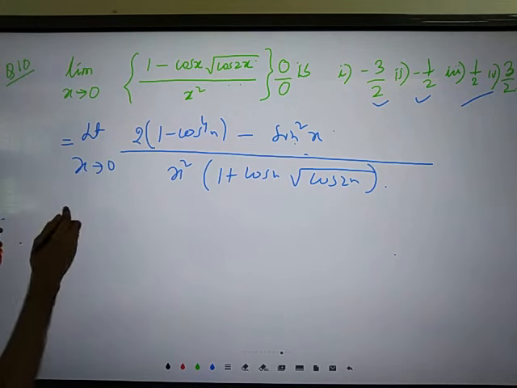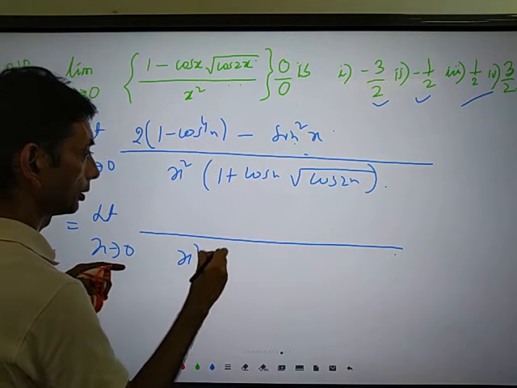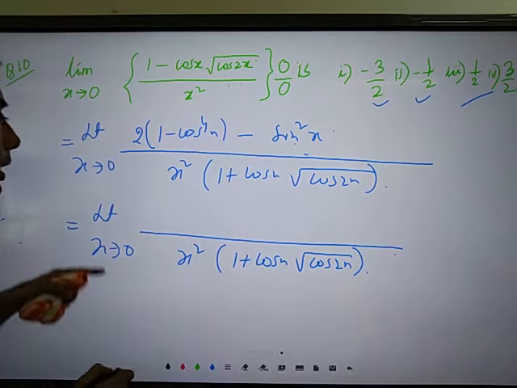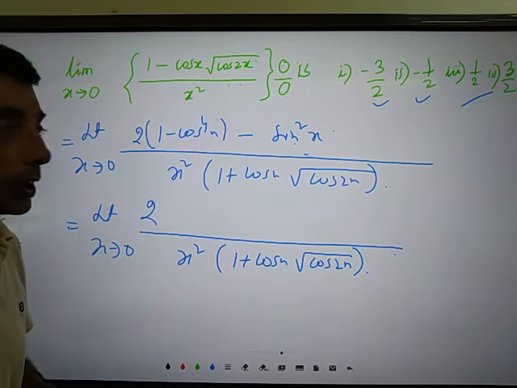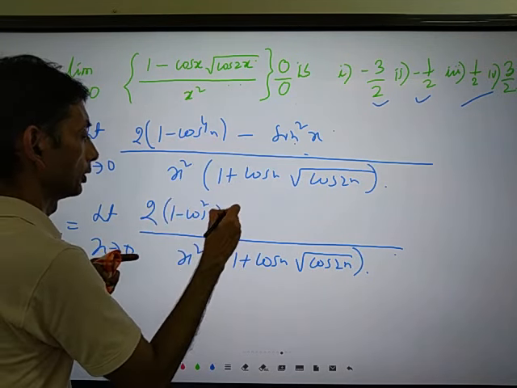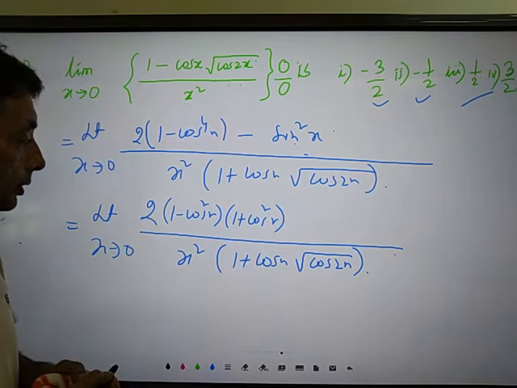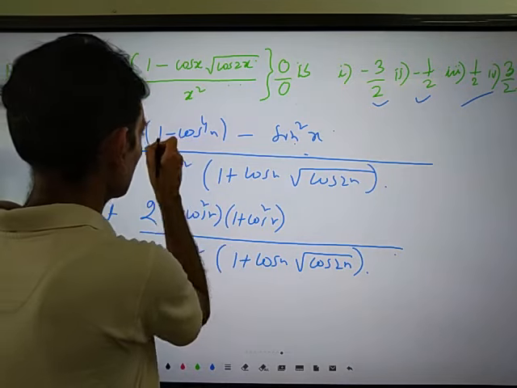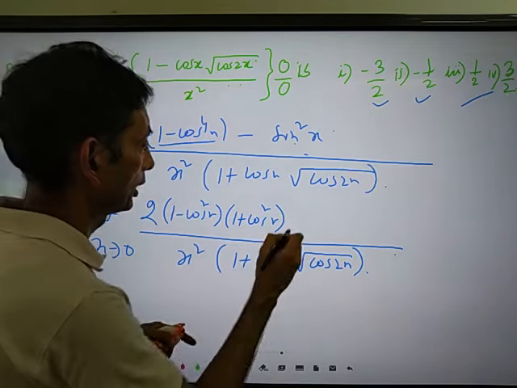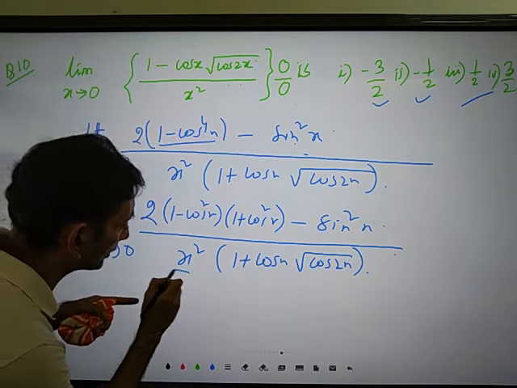So let's write the next term. X tends to 0, x squared 1 plus cos x cos twice x. This is 1 minus cos to the power 4x. So 1 minus cos to the power 4x is 1 minus cos square x and 1 plus cos square x, because of the a square minus b square formula: 1 minus cos square x into 1 plus cos square x, minus sin square x. Okay, the most important term is x squared.